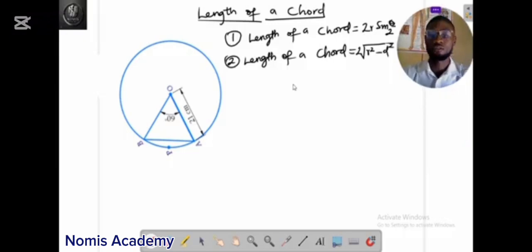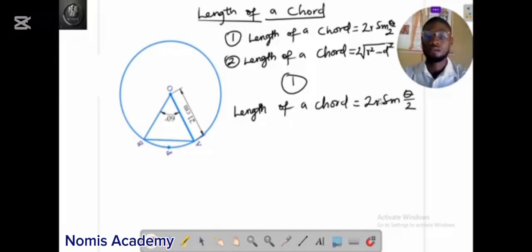The first one says that the length of a chord is given by 2r sine theta all over 2. When a question is asked about the length of a chord and the theta is given, what we use is this formula. It makes it simple. When you have the theta, meaning the angle subtended at the center of the circle, we calculate the length of the chord with this formula, 2r sine theta divided by 2.